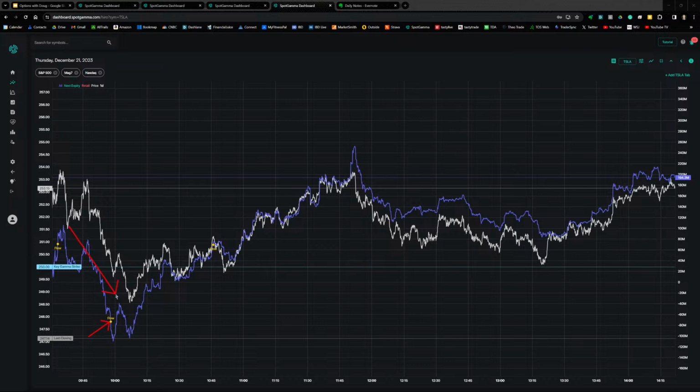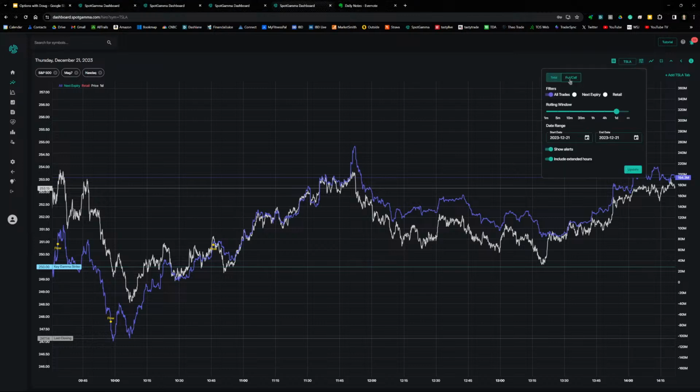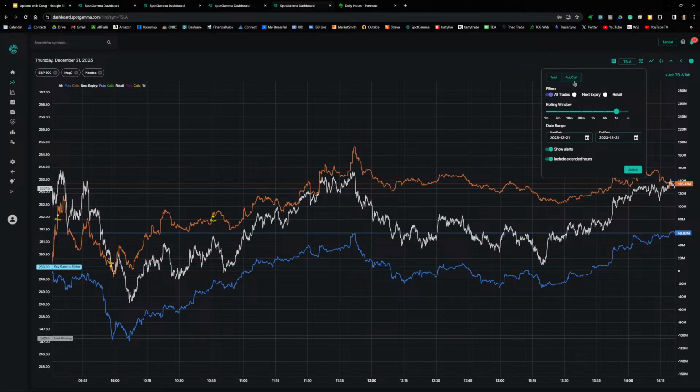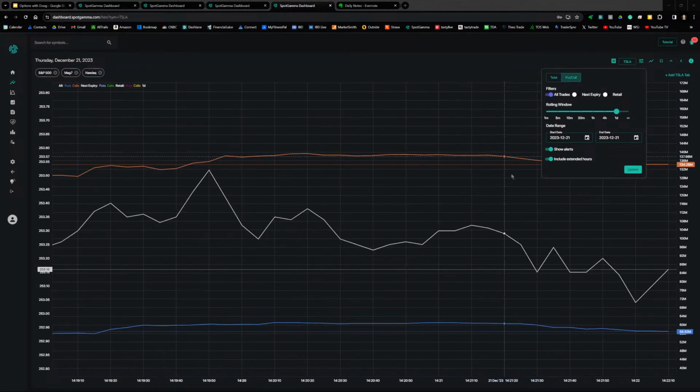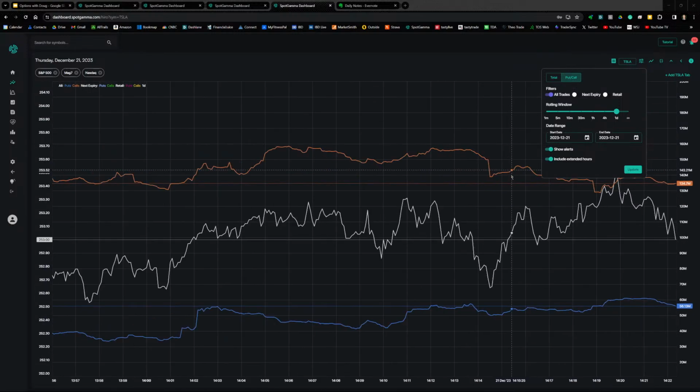Initially traders were taking negative delta positions, and right around 10 o'clock they started taking positive delta positions. Price responded higher. Let's see what they're doing. Starting right around 10:10, they started buying calls and selling puts. Buying calls shown by the orange line, and selling puts shown by the rising blue line.